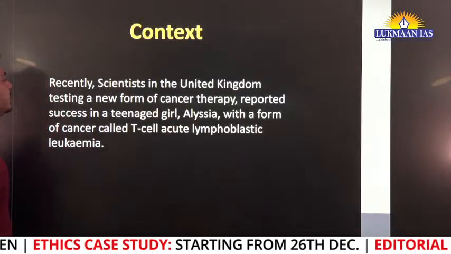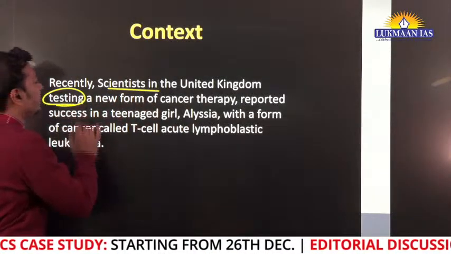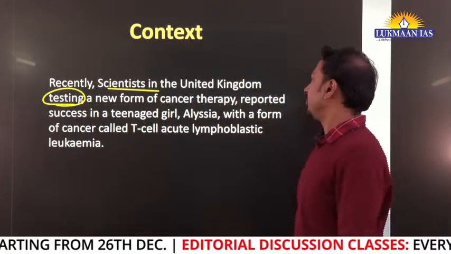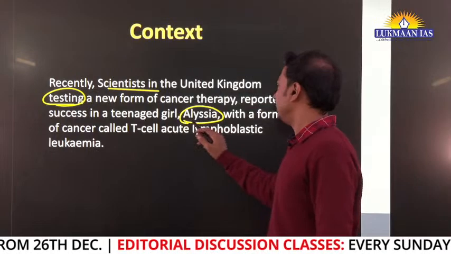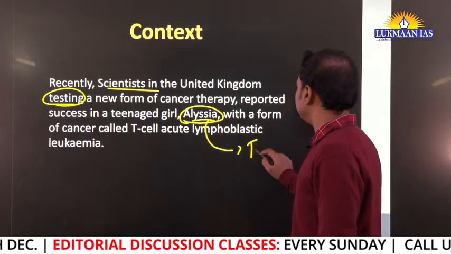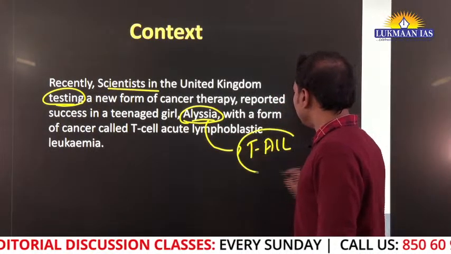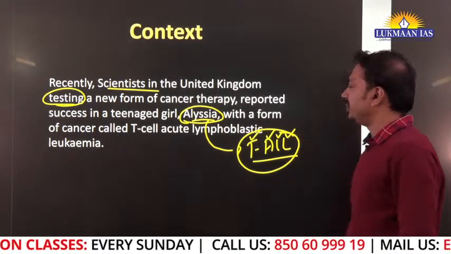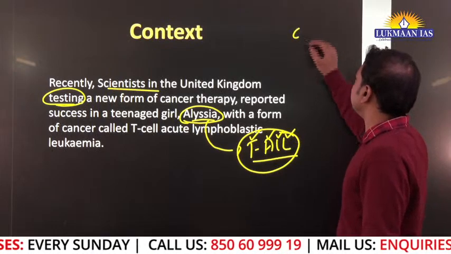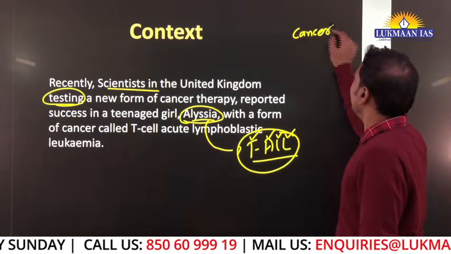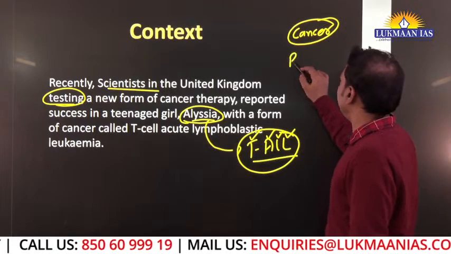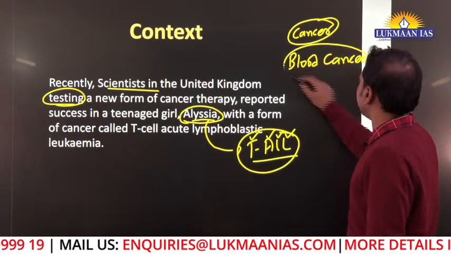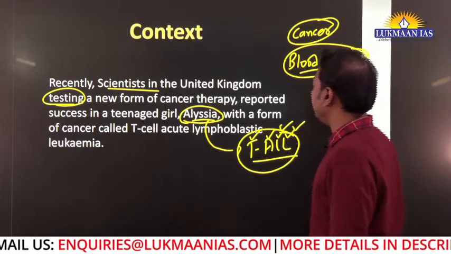The context is that recently scientists in UK have applied their research on one patient, a teenage girl Alicia, who has T-cell acute lymphoblastic leukemia. Leukemia is the scientific name for cancer. Lymphoblastic is one variety of blood cancer. So TALL is one of the rare blood cancers.